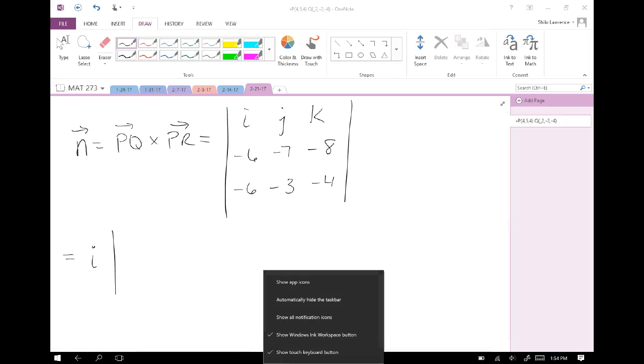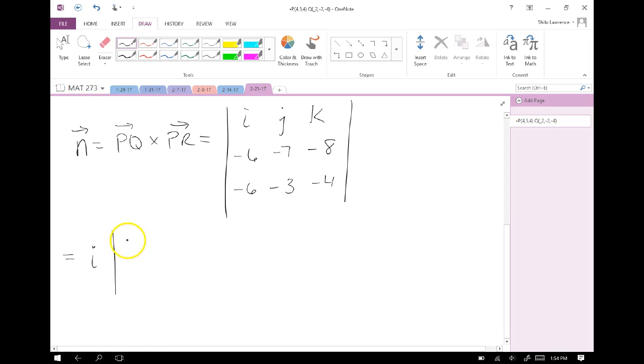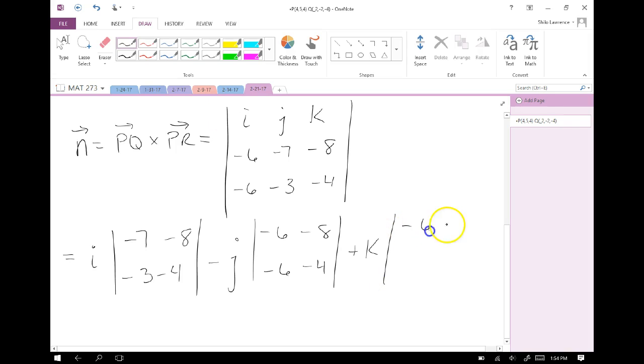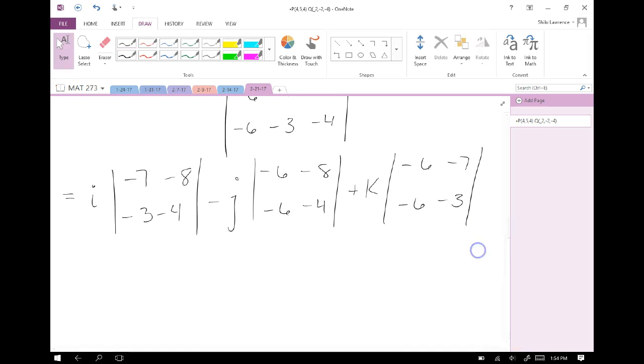So for the I, if we cross off I's row and column, we get -7, -8, -3, -4. And remember with J, we change signs. We get -6, -8, -6, -4. And then back to plus for K, -6, -7, -6, -3. And then for the 2x2s, we're just doing the major diagonal product minus the product on the minor diagonal.